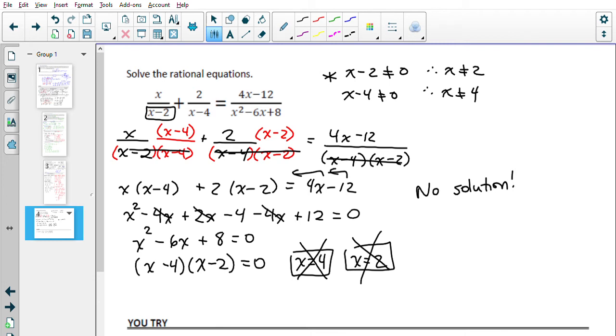Not an immensely satisfying answer, and you may be scared that you've done something wrong, but you can't check either of those answers. You end up dividing by 0. So there are times when you factor it out and it all works out perfectly, that you can get no solution as an option.